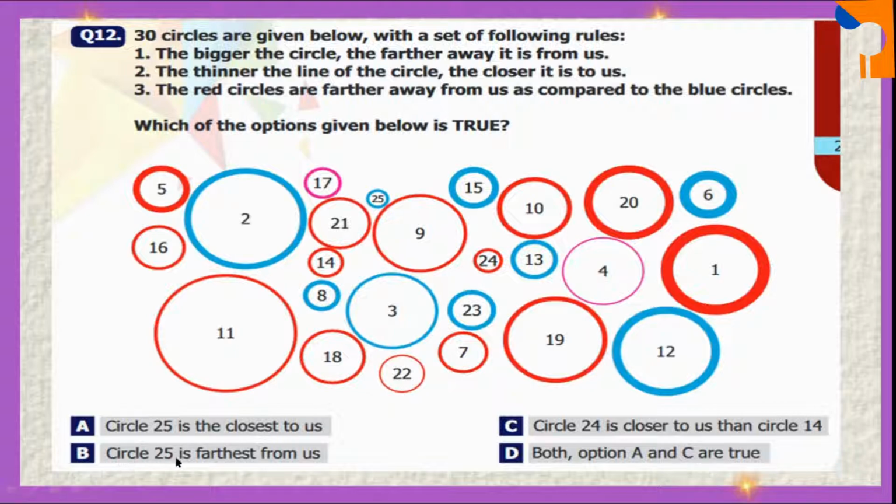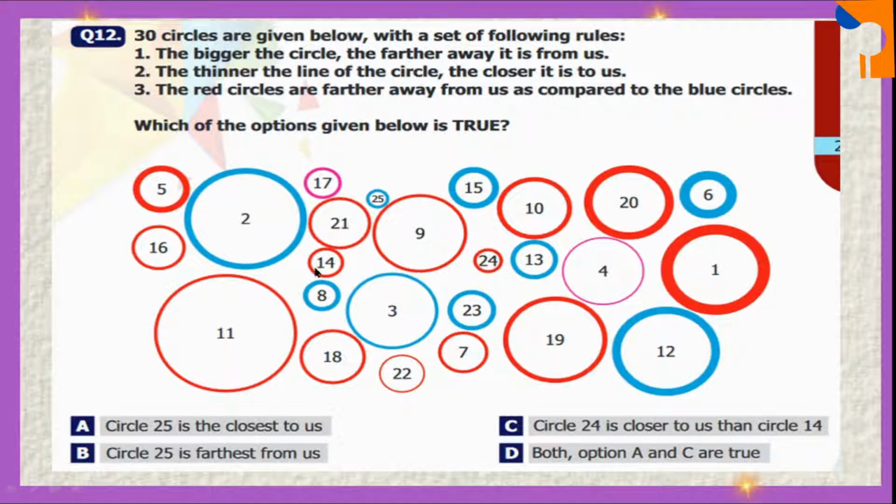Option B is circle 25 is farthest away from us. So it's not true because we have already discussed option A, which is opposite of this option B. So option C is circle 24 is closer to us than circle 14. So let's look at circle 14 and 24.